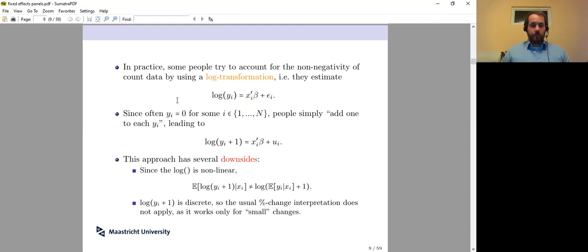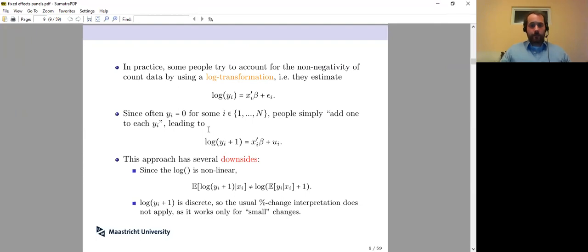And then sometimes people run into the problem that y is equal to 0 for at least some individuals in our sample. And we know that the logarithm of 0 is not defined. It's like going to minus infinity, right? So in order to circumvent this problem, what people do is that they simply add 1 to each of the yi's. So intuitively, this seems to make sense, right? I mean, you simply add the same amount to each of the response data variables. So what can go wrong?